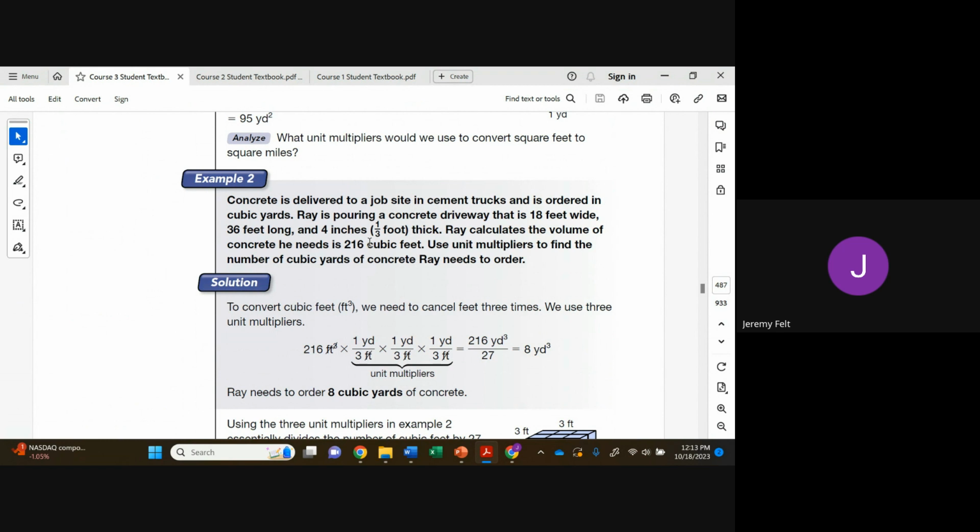We're going to need to use 3 unit multipliers. If we just divide by 3 or even divide by 9, we need to divide by 27 because we're using 3 unit multipliers. Again, cubic feet is feet times feet times feet. So that's why we need 1, 2, 3 in order to get rid of the cubic feet. So I get 216 times 1 yard times 1 yard times 1 yard, and then we had 3 times 3 times 3 still in the denominator, which is 3 cubed, which is 27. 216 divided by 27 gives me 8 cubic yards.